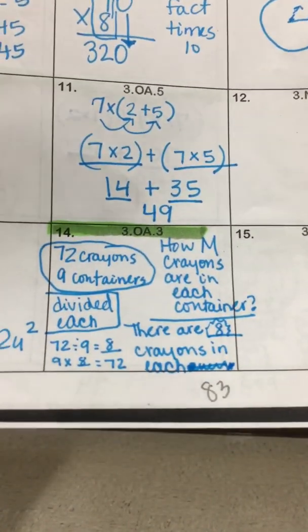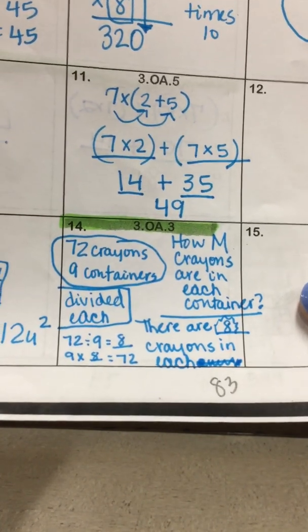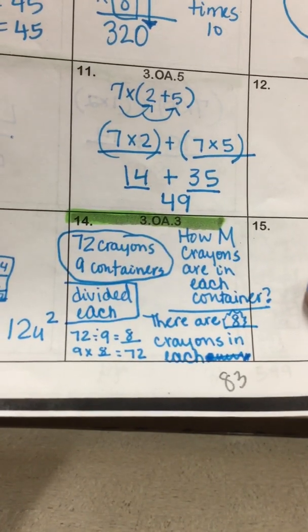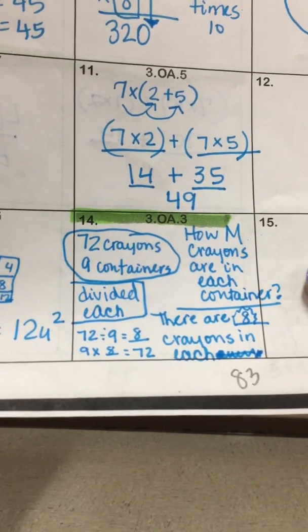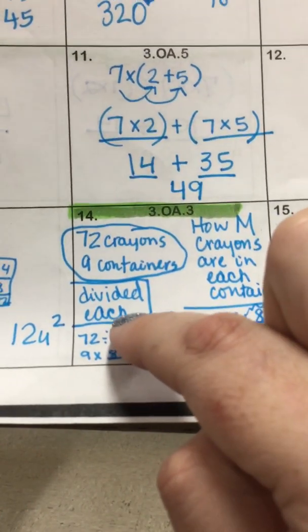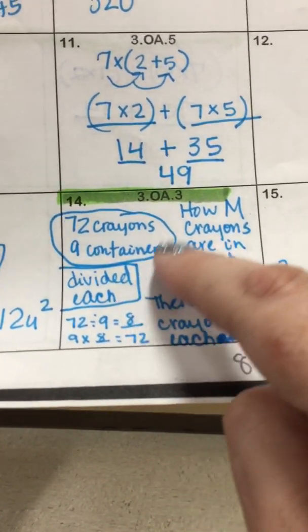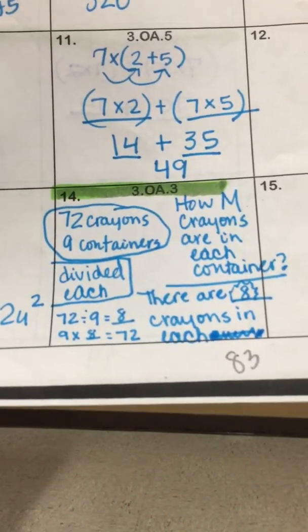Another Cuban acing: how many crayons are in each container? There's that each. Since we know the total amount is 72 crayons, and we want to know how many are in each container, we're going to divide, because each either means to multiply or divide. If we know the total, which we do, we would divide. So that's a little different. Let's see what's on the last page.